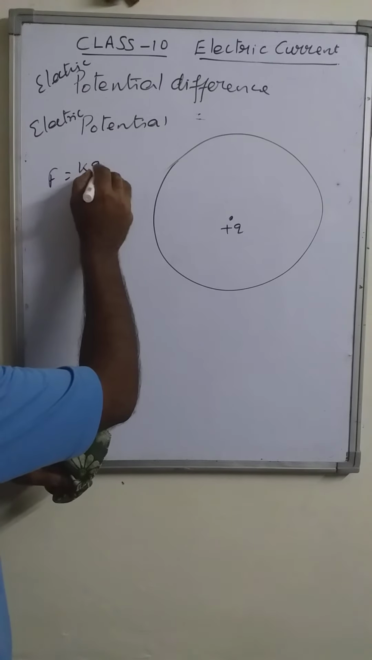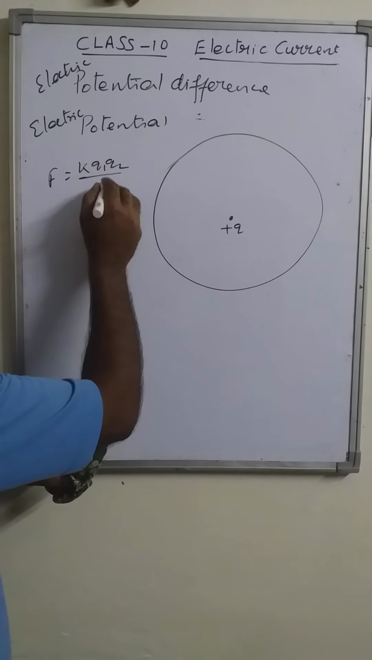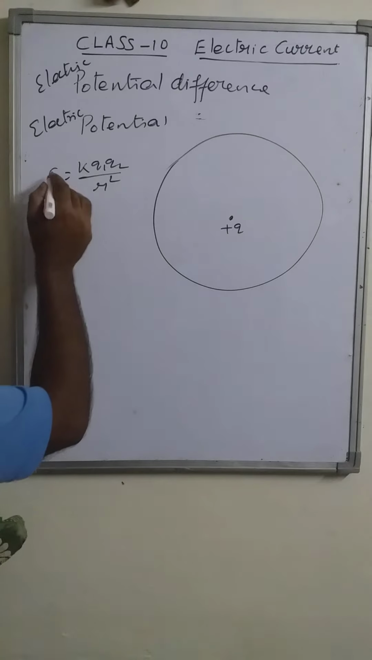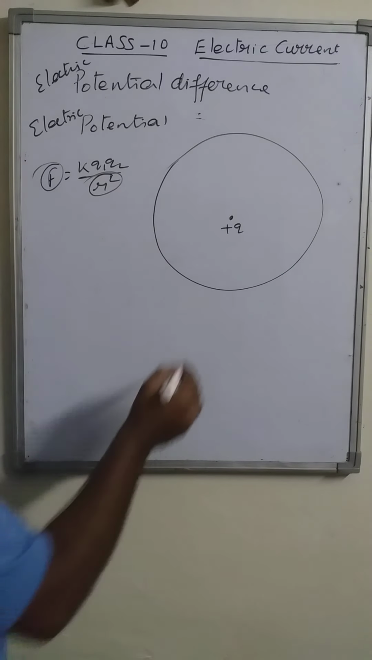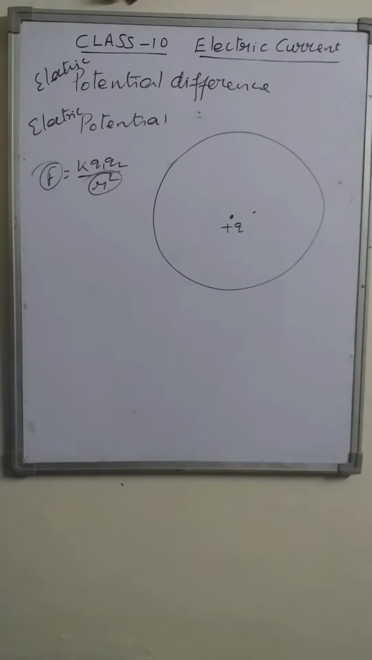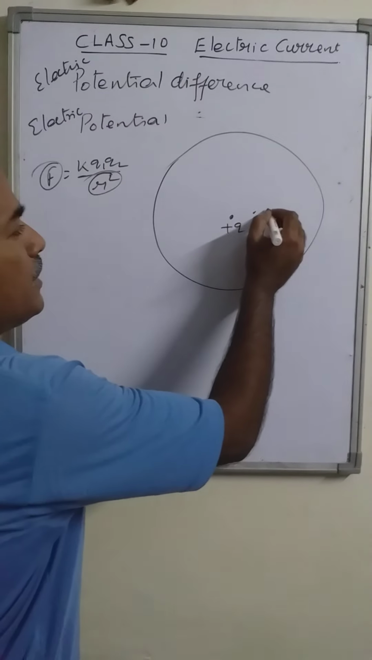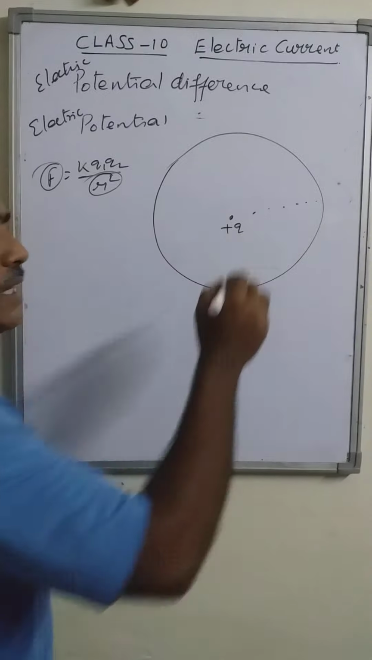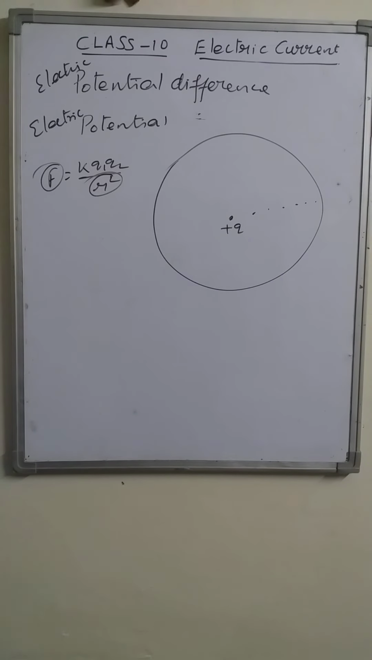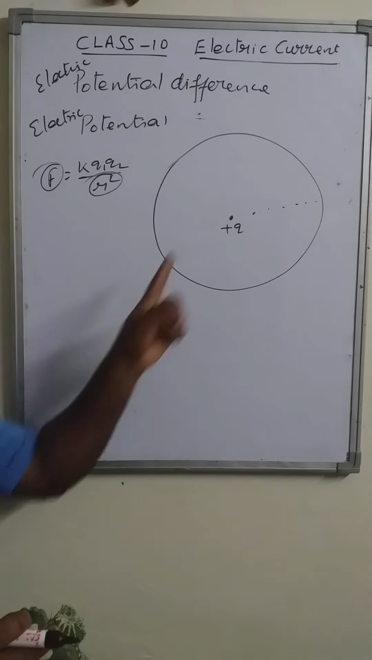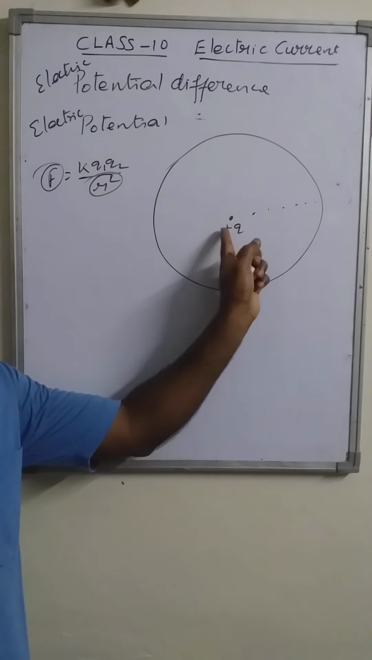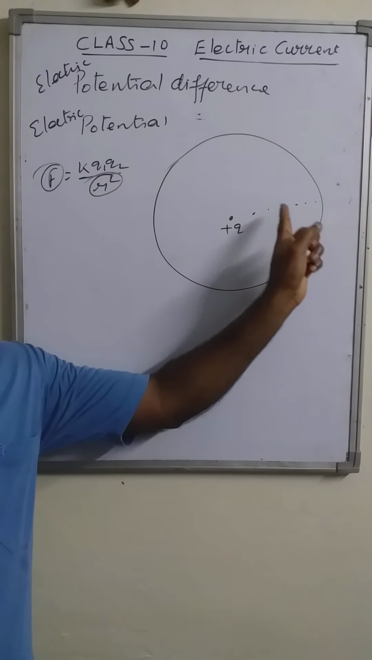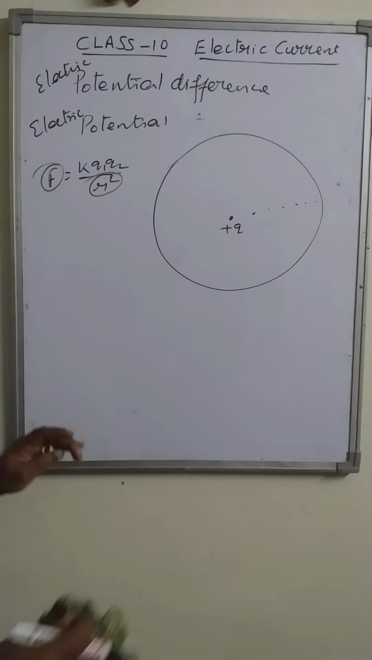F equal to k q1 q2 over r square. In this, F is inversely proportional to the square of the distance. It means if we put any charge nearby, and the distance of the charge gradually increases, the force of attraction or repulsion decreases. That is, the force of influence continuously decreases with respect to distance.